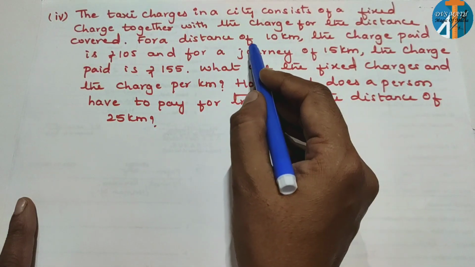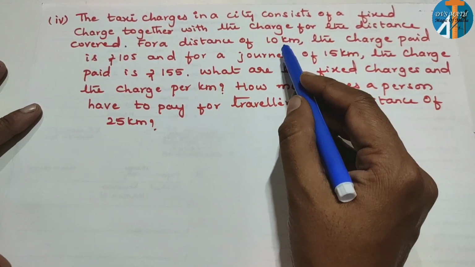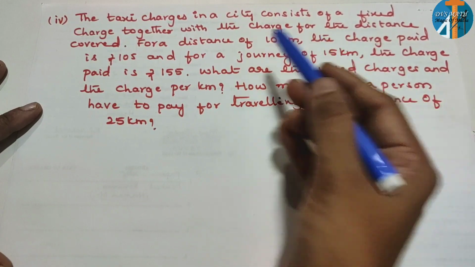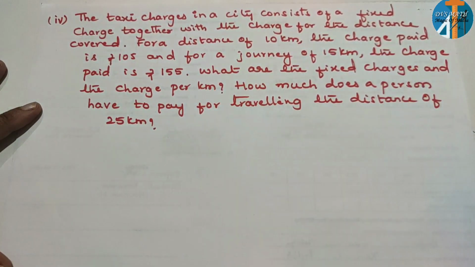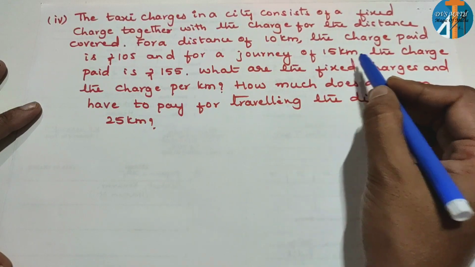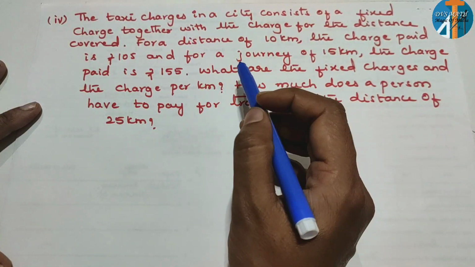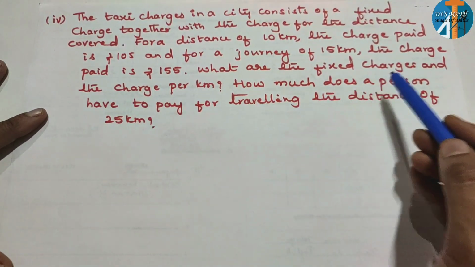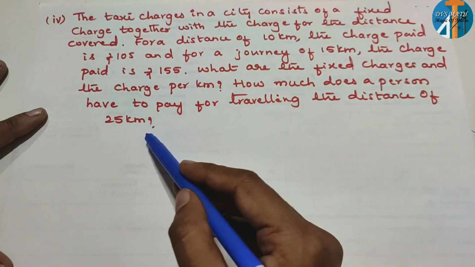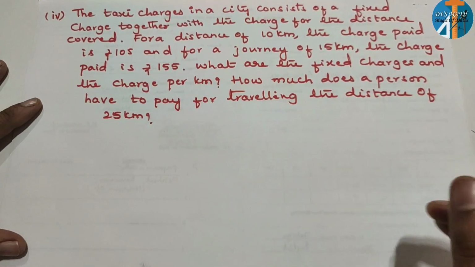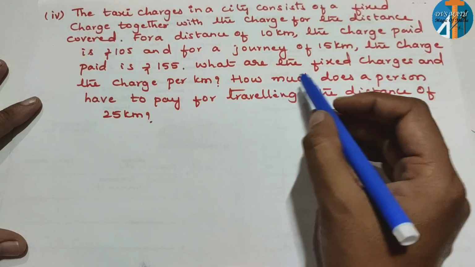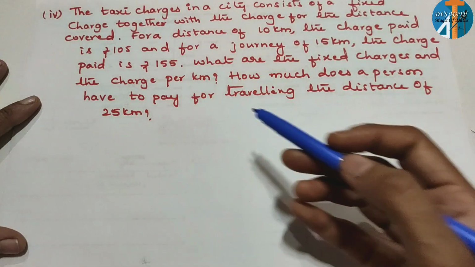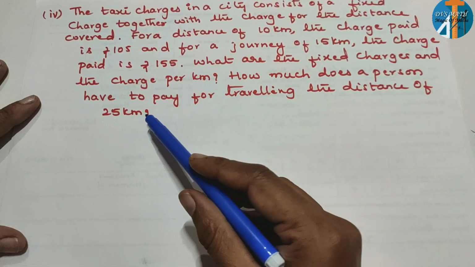Then for a distance of 10 kilometer, consider a person traveling for 10 kilometer, the charge paid is 105 rupees. And for a journey of 15 kilometer, if another person is traveling for 15 kilometer, the charge paid is rupees 155. Okay, what are the fixed charge and the charge per kilometer? How much does a person have to pay for traveling a distance of 25 kilometer? Here you have to do two things. One, we have to find the fixed charge and the charge per kilometer, and also we have to find the total amount that should be paid for 25 kilometer.